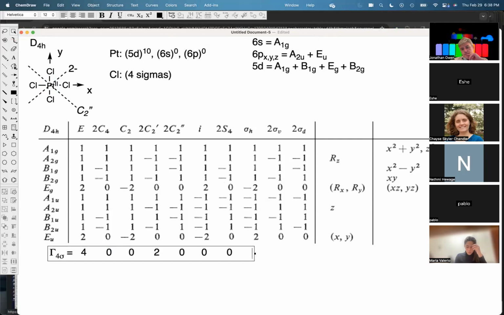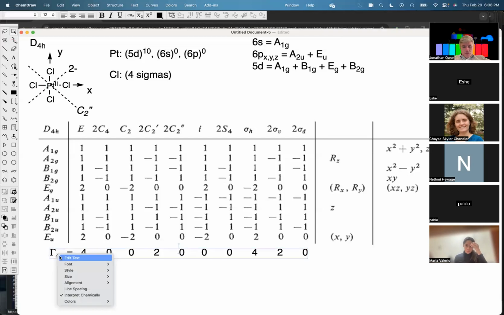Sigma H. Where's the sigma H? It's in the plane of the paper, right? It's in the board here. The screen is sigma H. And all 4 chlorines are sitting in that plane. Now, the s orbitals are spheres. They're above and below the plane, but they don't move positions. Okay, so the result is a 4. Sigma V's contain atoms. So that's a 2. Sigma D's do not. So that's a 0. Okay, so there's your reducible representation of 4 sigma.